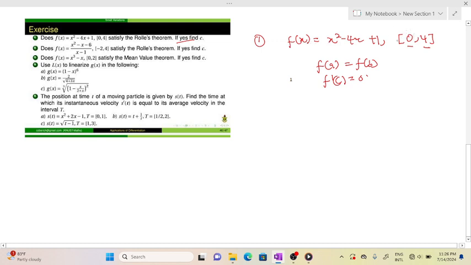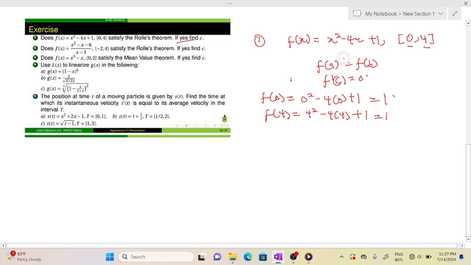For f of a, that is f of 0, I'm going to have f of 0 equal to 0 squared minus 4 multiplying 0 plus 1. So I'm simply going to have 1. Let's check f of b. b is 4, right? I'm going to have f of 4 give me 4 squared minus 4 multiplying 4 plus 1. And remember, 4 squared is 16, and here it's 4 times 4. So 16 minus 16 gives me 0, plus 1. I also have 1.